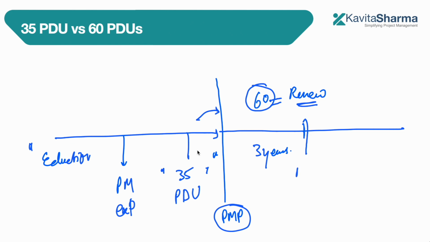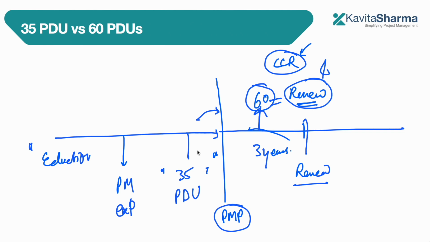After 3 years, you click on the renew button and claim 60 PDUs in something called CCR, PMI's dashboard. You keep on claiming. Once you have 60 PDUs, you renew and pay certain fees for renewal. Then again, in 3 years, acquire 60 PDUs, renew again, and so on. This cycle goes on as long as you want it to. For example, I am a 2012 PMP and my PMP is valid even now because I kept on renewing my certificate. I kept on learning new skill sets and claimed them in CCR and so on.